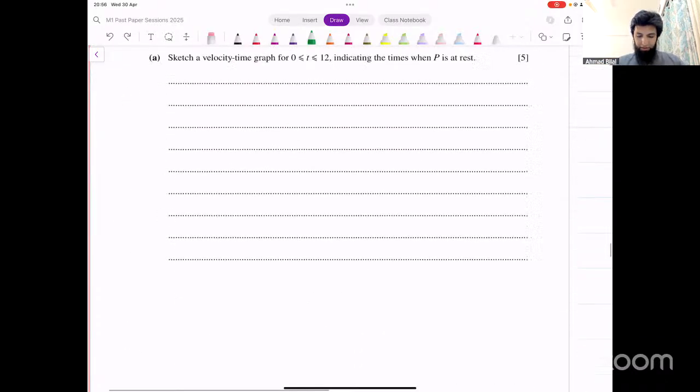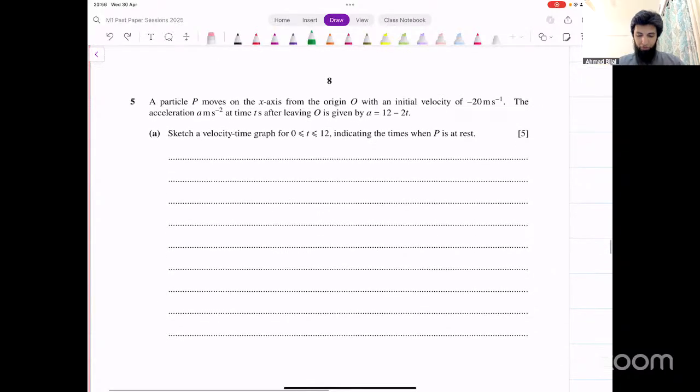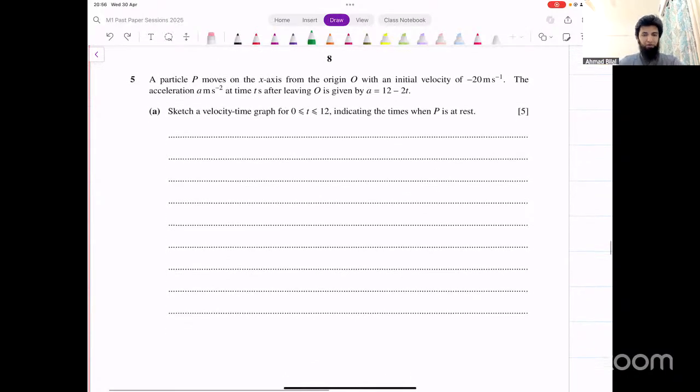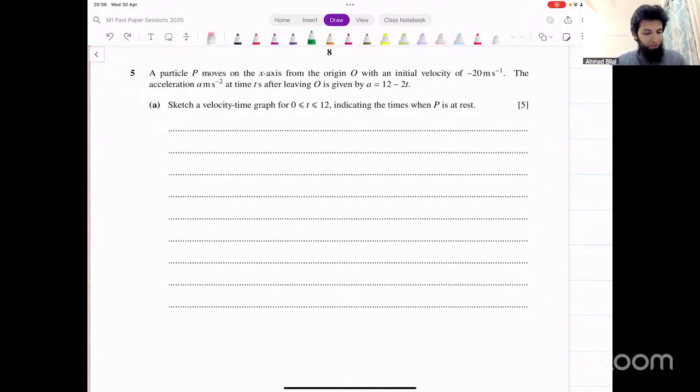This is November 2022, paper 4, variant 1. We're starting with question number 5 for this. We'll do 5 and 6 from this paper, and then from the next one, we'll do 6, 7, and 8. And then from the next one, 3 and 7, inshallah. Okay, so that's what we will be doing.